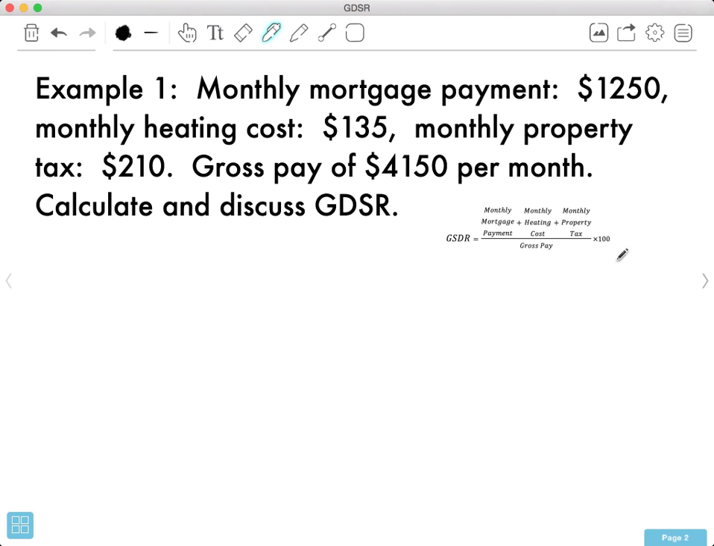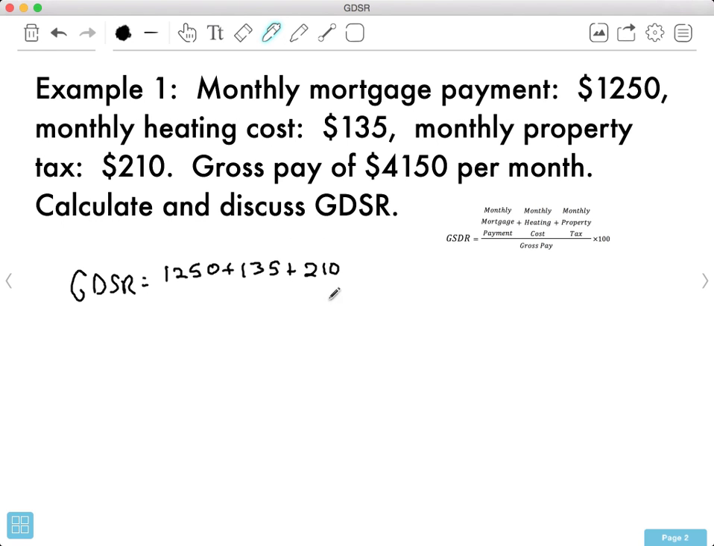I've included the formula here. I know it's really small. This would be on your exam formula sheet. You wouldn't need to waste cheat sheet space on it. So GDSR is equal to monthly mortgage payment, which in this case would be $1,250, plus monthly heating costs, which would be $135, plus your monthly property tax, which would be $210.